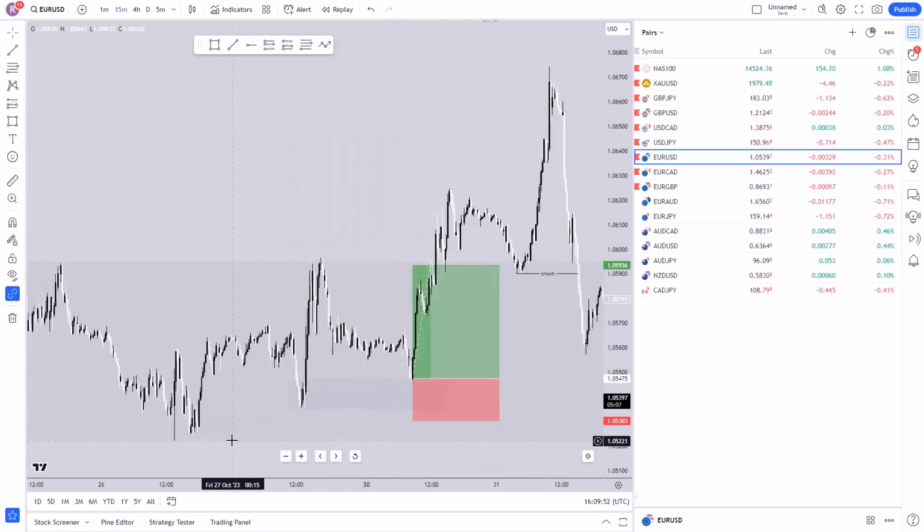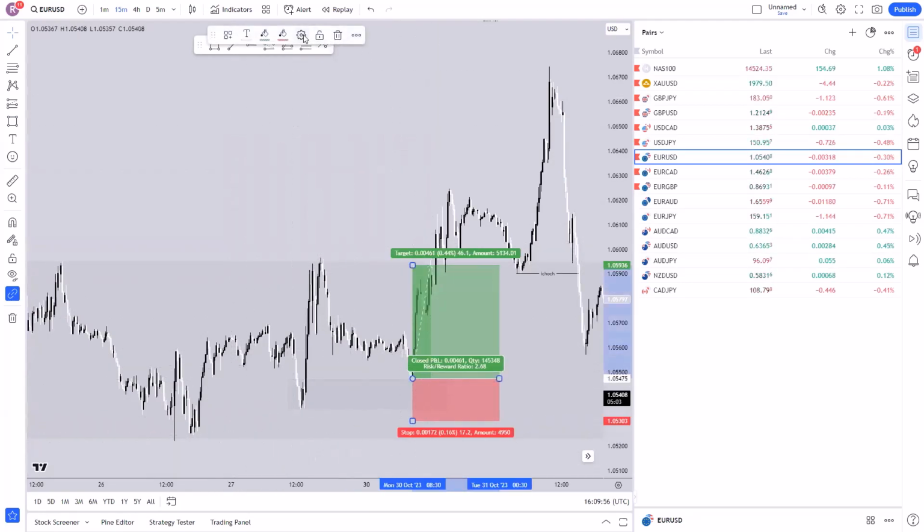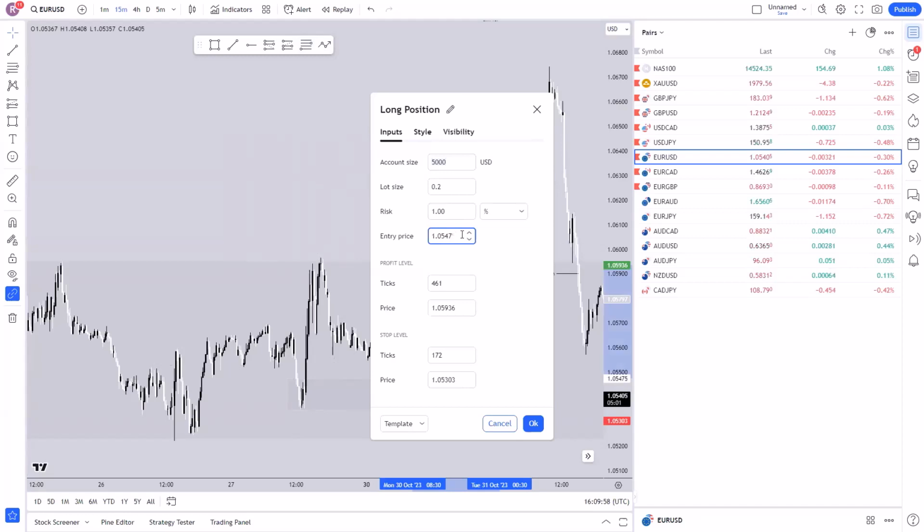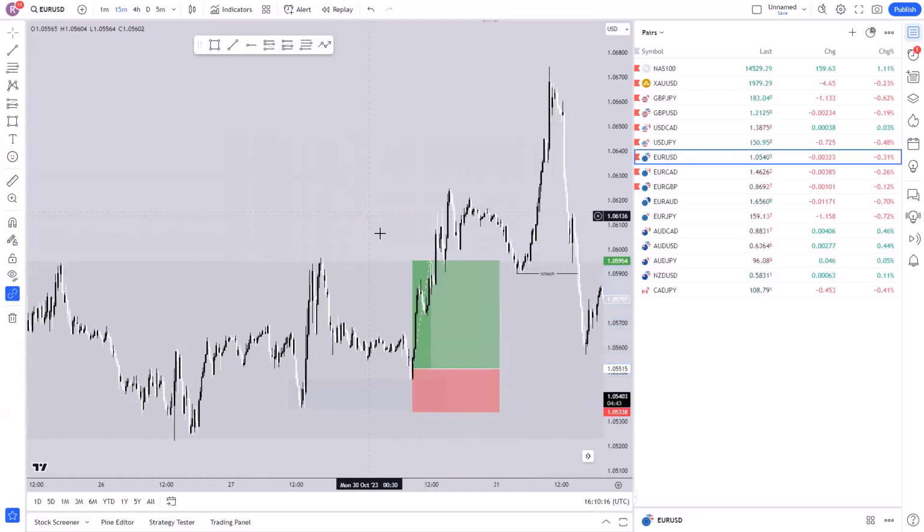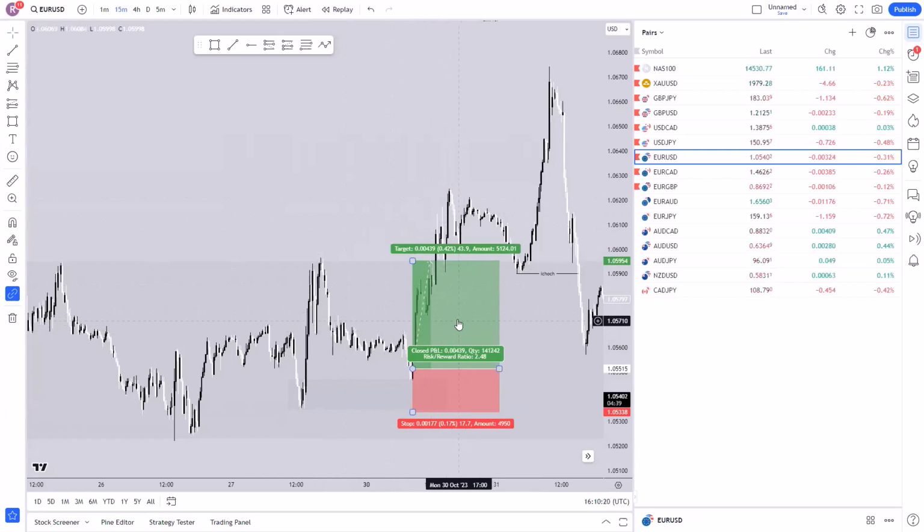Entry was 1.05515. So let's just change that. Entry point 5515. Profit level was 5954. And stop was 5338. Okay, so that was the trade essentially, and we got a 2 point.